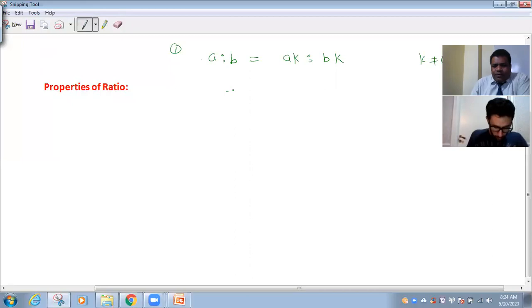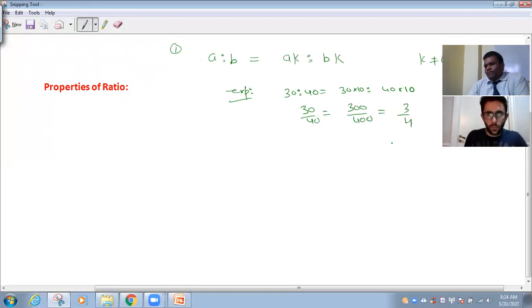Do you want to take an example? 30 is to 40 is the same as 30 into 10 is to 40 into 10. Don't you think both are the same? 30/40 is the same as 300/400, and if you simplify, both are 3/4. Yes.